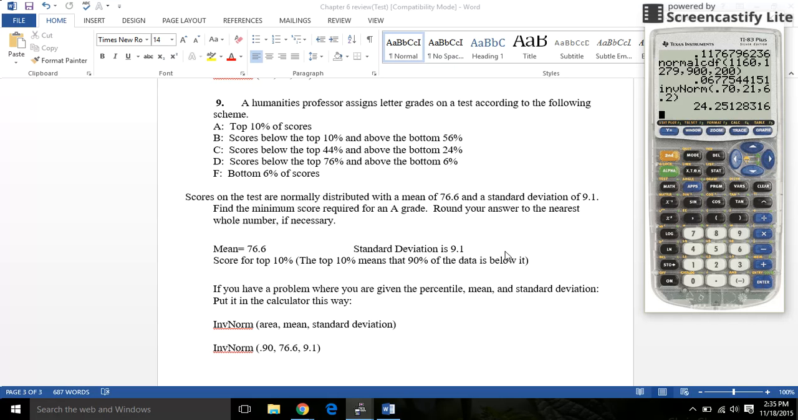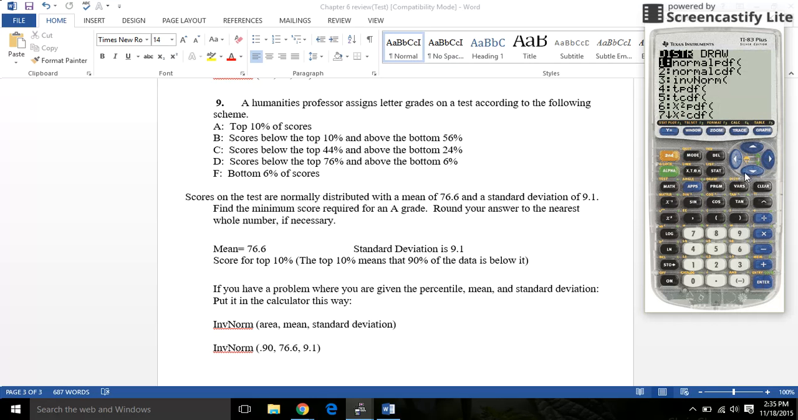Let's go with it. Scores on the test are normally distributed with a mean of 76.6 and a standard deviation of 9.1. Find the minimum score required for an A. Round your answer to the nearest whole number if necessary. All right, so if I want stuff for the top 10%, that's saying that 90% of the people are below me for my score on that test. So this again is an inverse norm function.